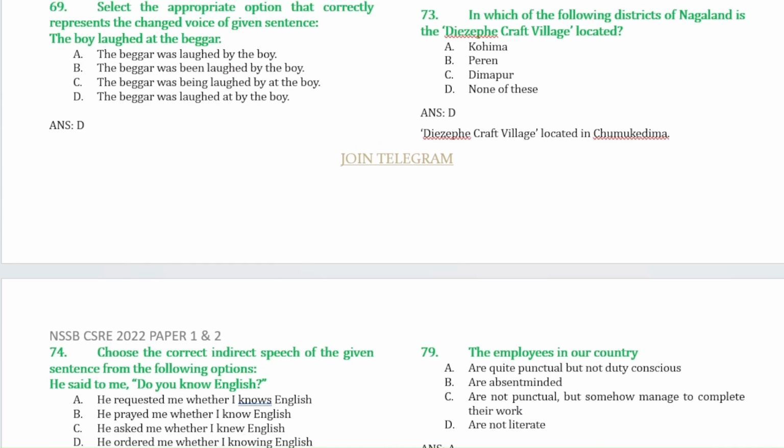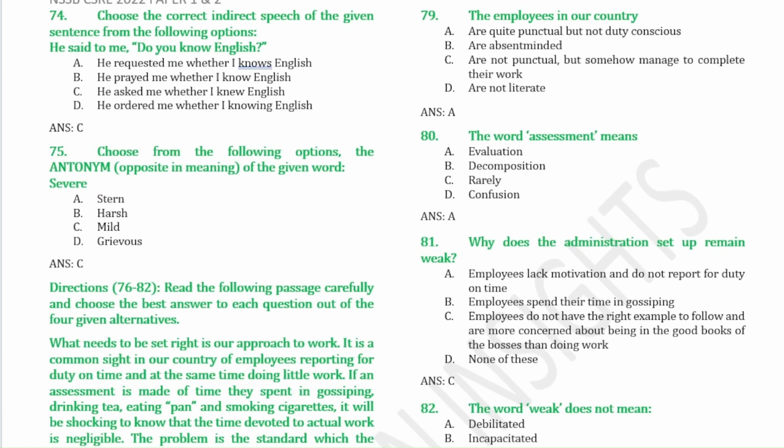Question number 73. In which of the following districts of Nagaland is Nssb Craft village located? Since Chumukutima is a district, your answer will be Chumukutima. So none of these. Choose the correct indirect speech of the given sentence from the following. He said to me, do you know English? The correct indirect speech will be, he asked me whether I knew English.